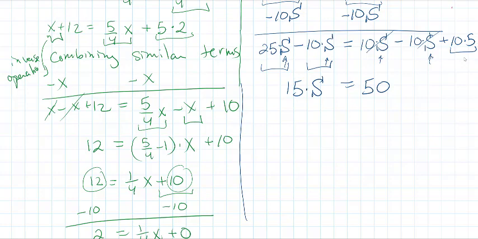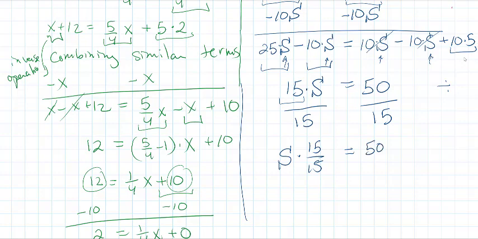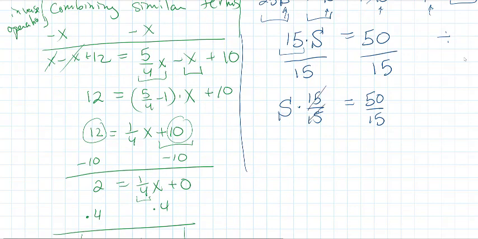And that is to take the inverse operation to the multiplication by 15. So the inverse operation here will be division. So let's divide both sides by 15. And what we get is s times 15 divided by 15 equals 50 divided by 15. Okay, what is that? So now the 15 divided by 15 cancel. We have s, and s equals 50 divided by 15.